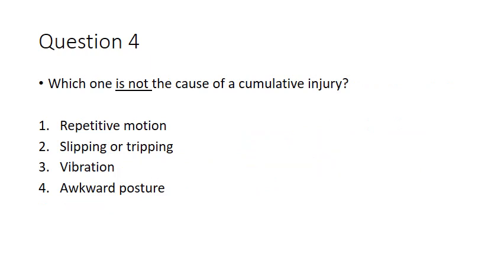Question 4. Which one is not the cause of a cumulative injury? And you can see number 2, slipping or tripping, can cause acute types of injuries, while repetitive motion, vibration, and awkward posture can be the cause of different types of chronic injuries.